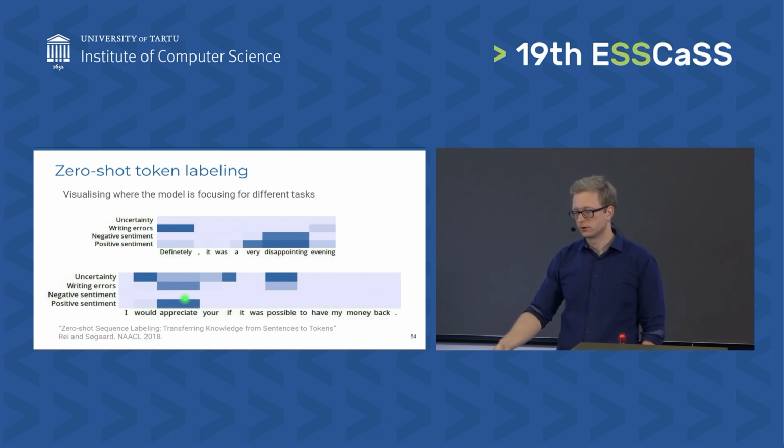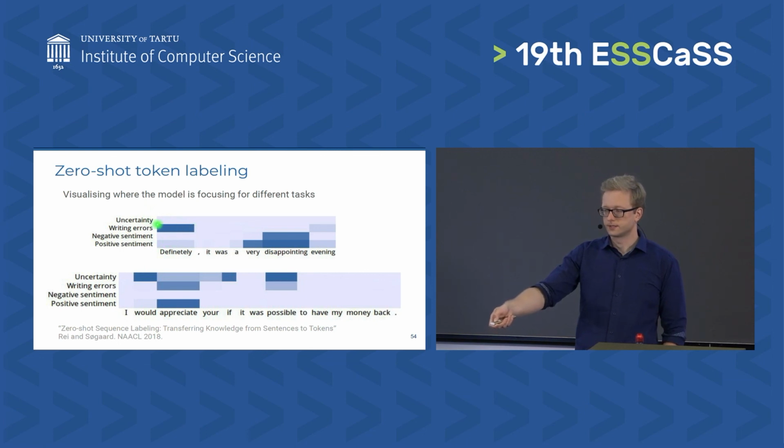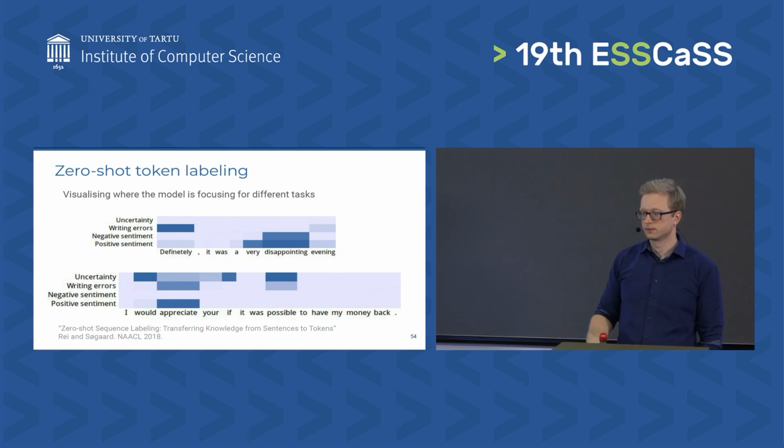Grammatical error detection correctly identifies that there's some error in the sentence, although it puts it on slightly the wrong word. It should be on your. It correctly identifies that there's no negative sentiment, and it identifies appreciate as a word with positive sentiment. In the sentence up here, it correctly finds that there's no uncertainty. It identifies definitely as a spelling error. And one error that it makes is that it identifies disappointing both as negative sentiment and positive sentiment.